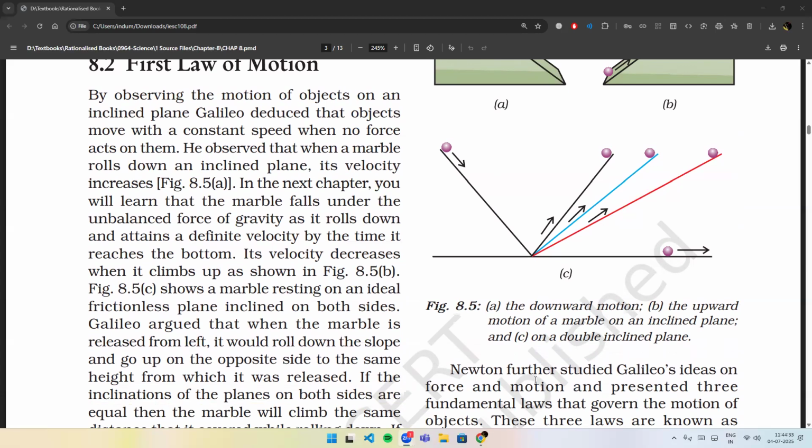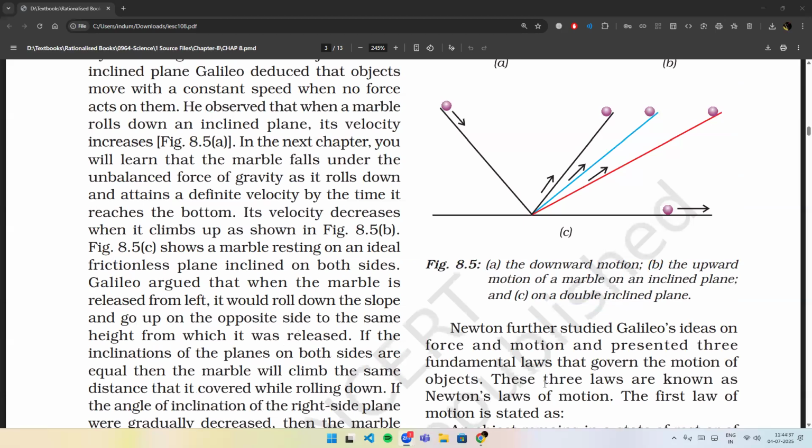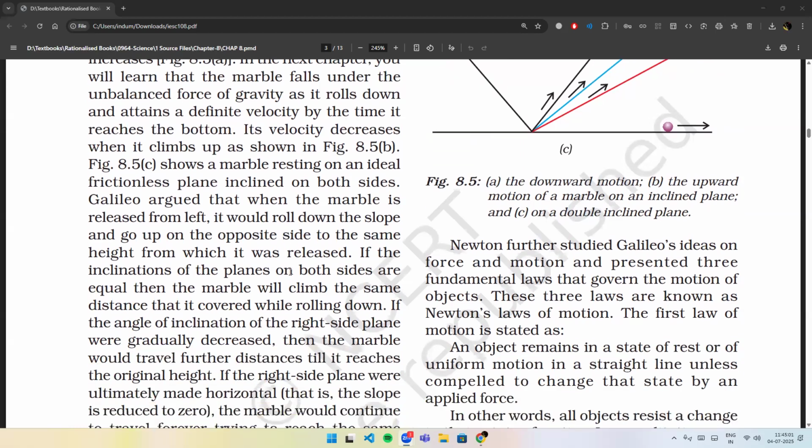He observed that when a marble rolls down an inclined plane, its velocity increases. In the next chapter, you will learn that the marble falls under the unbalanced force of gravity as it rolls down and attains a definite velocity by the time it reaches the bottom. Its velocity decreases when it climbs up, as shown in figure 8.5b. Figure 8.5c shows a marble resting on an ideal frictionless plane inclined on both sides.